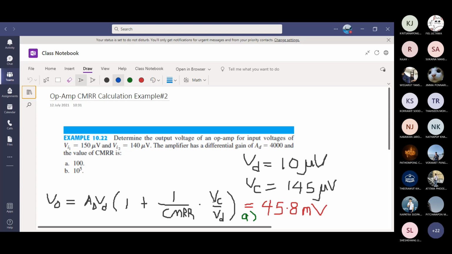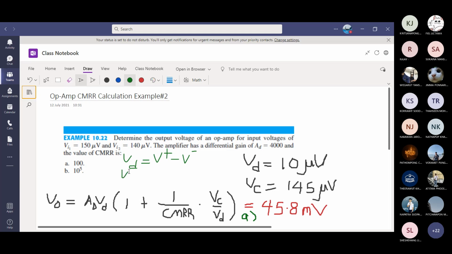How do I know how to calculate Vd and Vc? What is Vd? Vd is V plus, the large one, subtract V minus. So if you take 150 microvolt, subtract 140, you have 10 microvolt. That is differential voltage input, 10 microvolts. It is not output, it's differential input voltage.